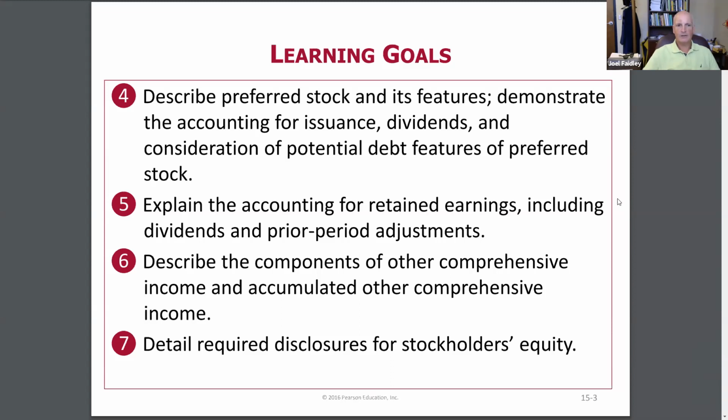What do we do with retained earnings, prior period adjustments, and dividends? And then we're going to look at the section called Other Comprehensive Income, which is going to come up when we look into chapter 16 as well on investments, what we do with gains and losses. Of course, there's disclosures on all of this.